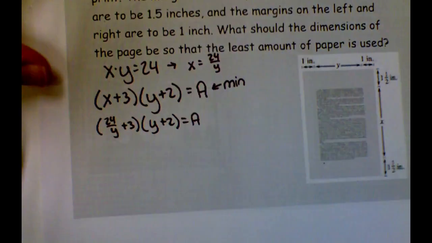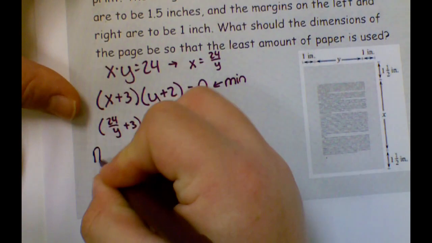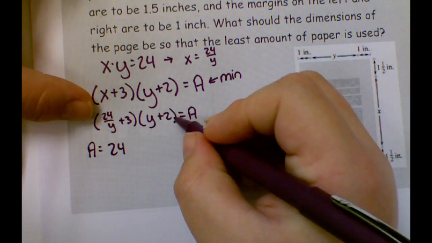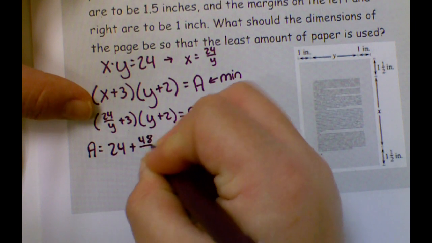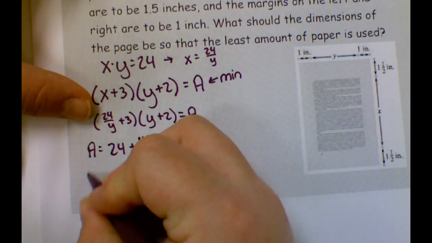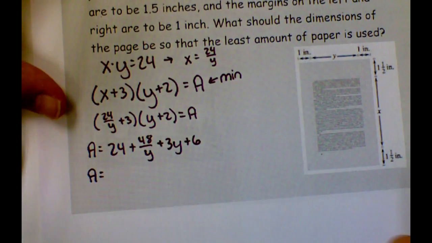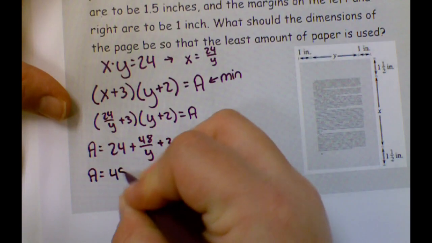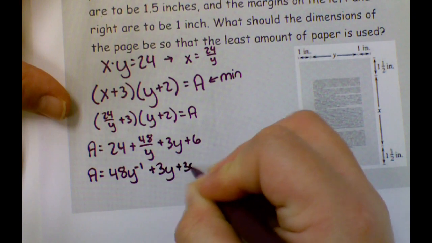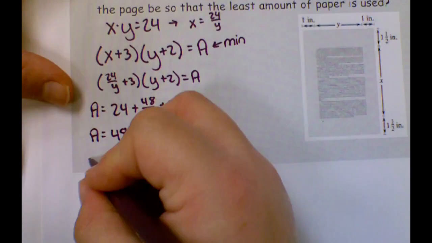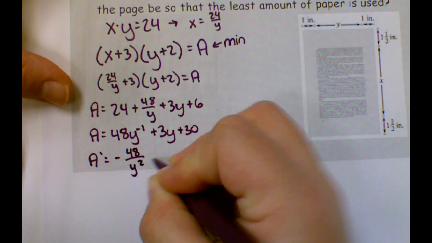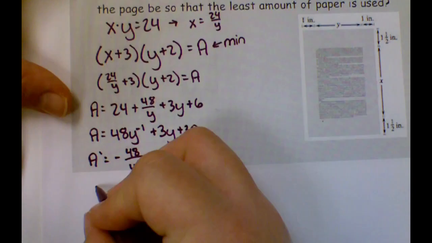To make my life easier, I'm actually going to FOIL that out, and I'm going to move the A to the front. 24 over y times y is 24, plus 48 over y plus 3y plus 6. So my area formula before I actually do any calculus is going to be 48y to the negative first power plus 3y plus 30. Now I take my derivative. A prime is equal to negative 48 over y squared plus 3. Set that equal to 0.